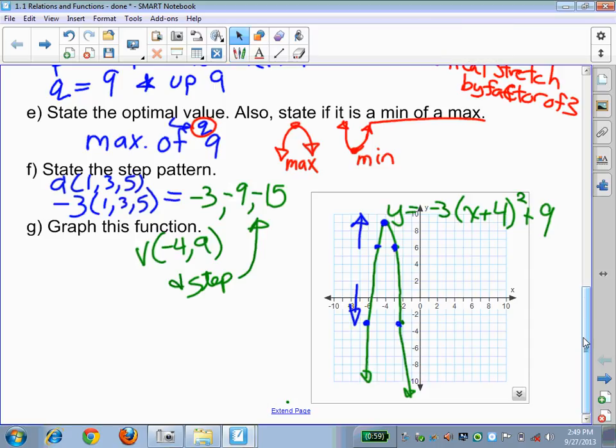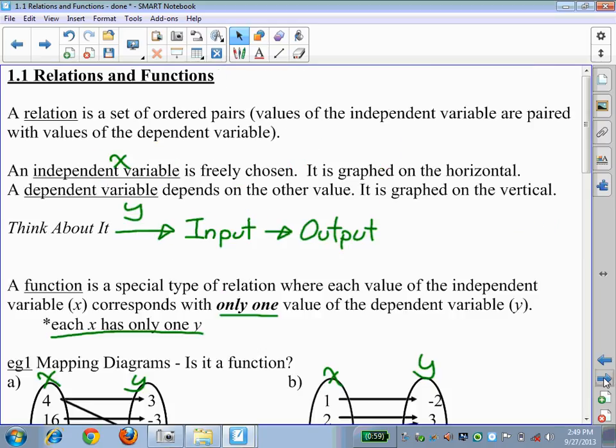Okay? Let's get to today's lesson. All right, so today's lesson is 1.1, relations and functions.